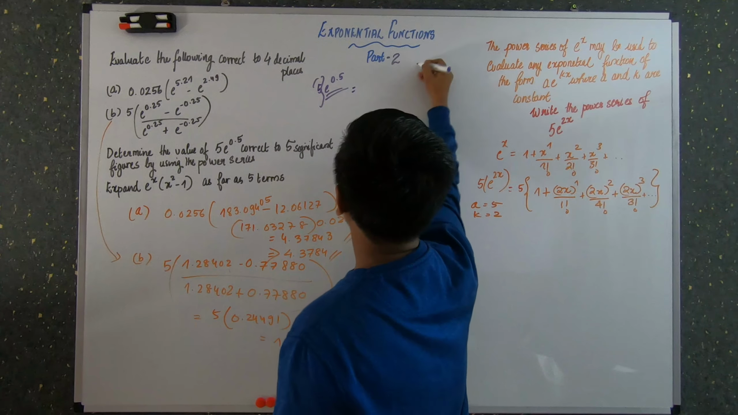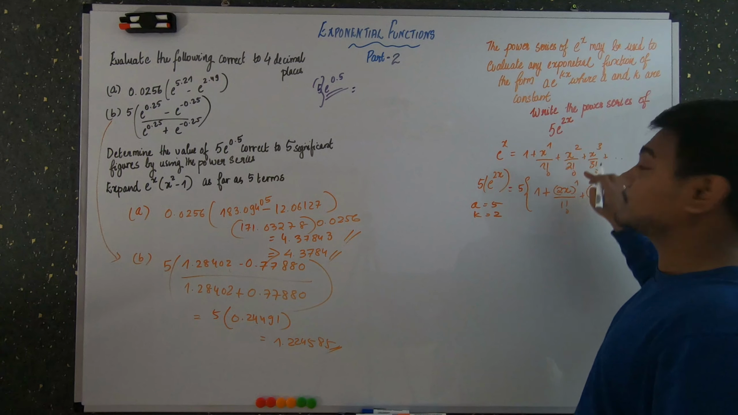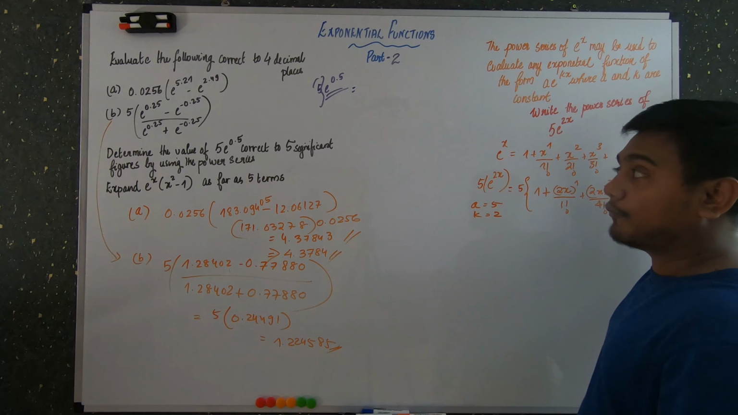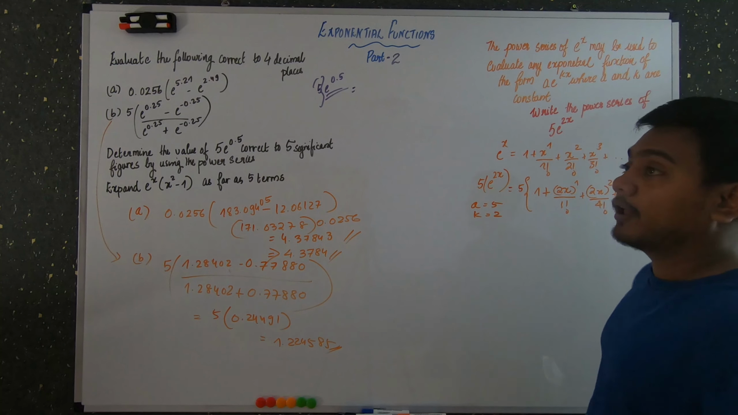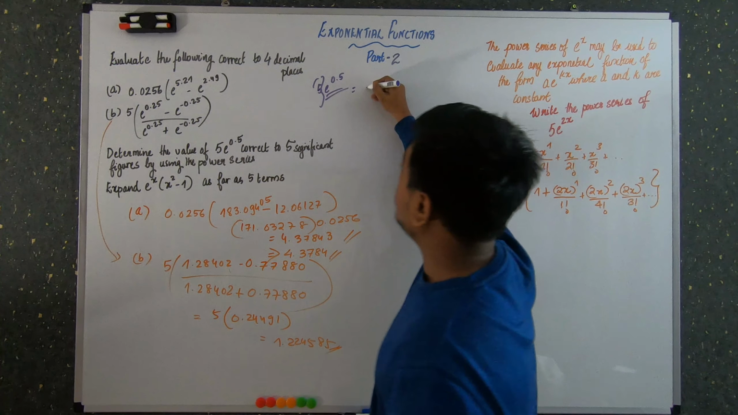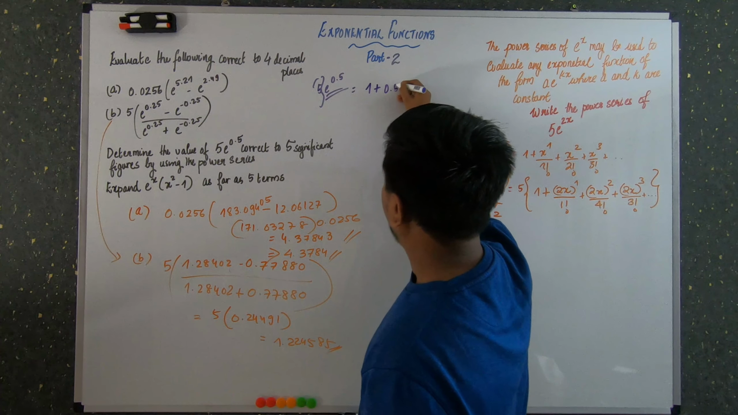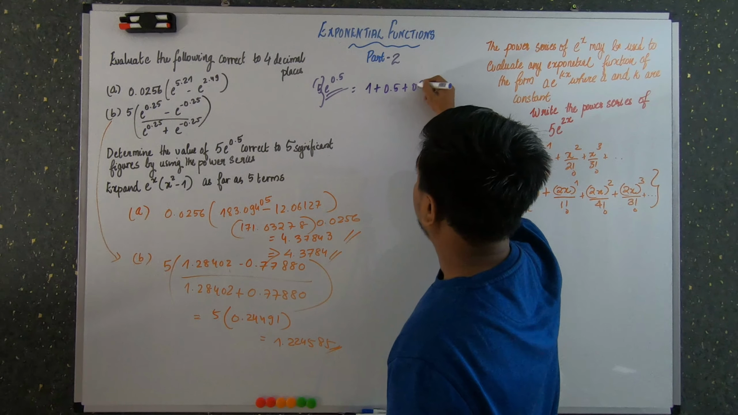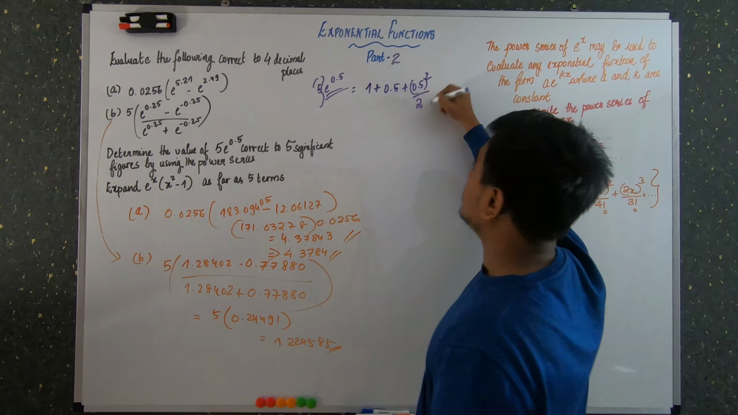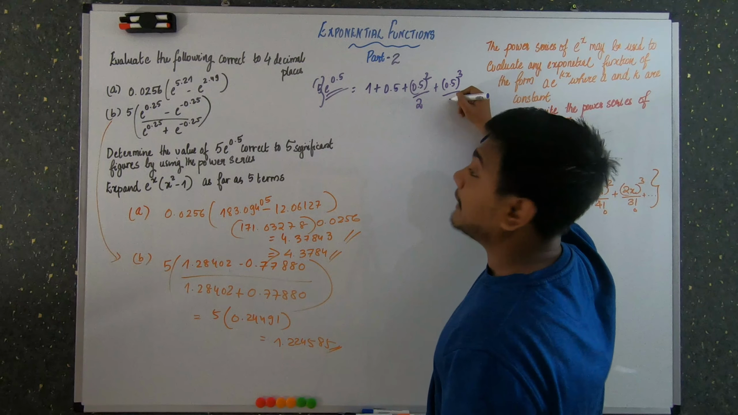What is the series? 1 plus x raised to 1 by 1 factorial, x raised to 2 by 2 factorial, plus x raised to 3 by 3 factorial, x raised to 4 by 4 factorial, and so on. I am taking only up to 5 terms. So what is the series? 1 plus, for e raised to 0.5, that is 0.5, plus 0.5 the whole raised to 2 by 2 factorial, which is 2. I am writing just 2. Okay, 0.5 whole raised to 3 by 3 factorial.